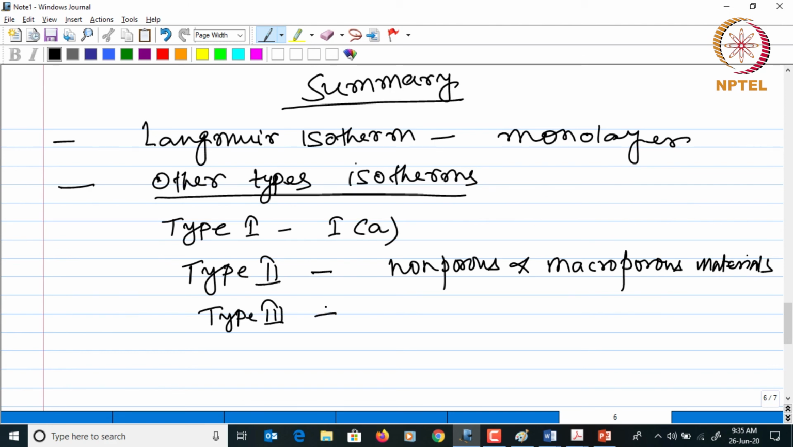Type 3 isotherm is obtained when the interactions are weak, and in this case the interaction between two adsorbate molecules is in fact similar to the interaction between adsorbent and adsorbate, or sometimes maybe even higher than the interaction between the adsorbate and the adsorbent.